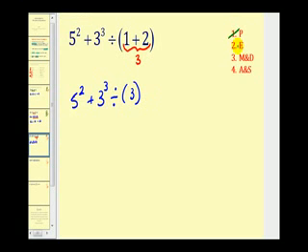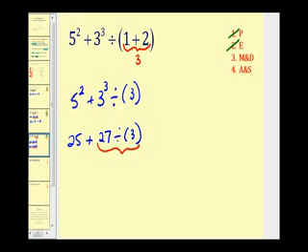Step 2, we simplify our exponents. So here we have 5 squared, that will be 5 times 5 or 25, plus 3 to the third would be 3 times 3 times 3, which would be 27. So now we're done with our exponents. And the next step is to multiply and divide from left to right. So again, we need to perform this division before we try to add. So we'll have 25 plus 27 divided by 3 is 9. And then finally 25 plus 9 is equal to 34.